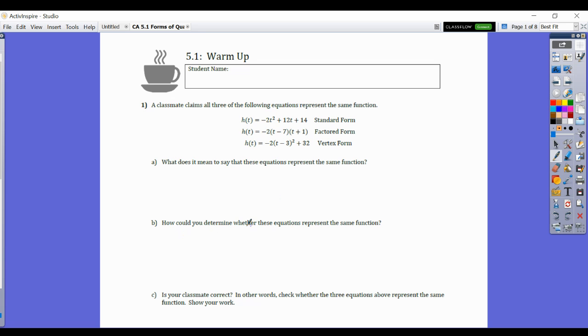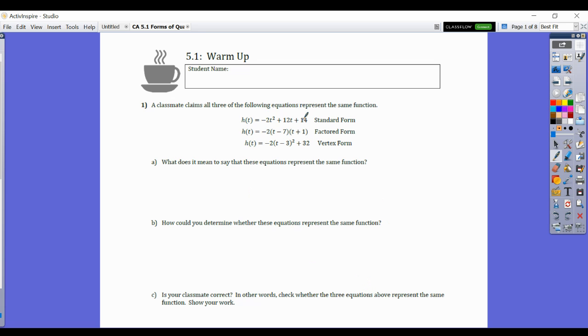Part B, how could you determine whether these equations represent the same function? We could multiply them all out and make sure that they are equivalent. And also, they are going to all have the same domain because t can be all real numbers in the form that they are. And then for part C, we have to check and see if these really are the same. So we're going to actually do the math now and check and see if the above are equal.